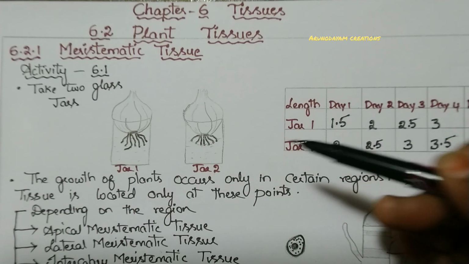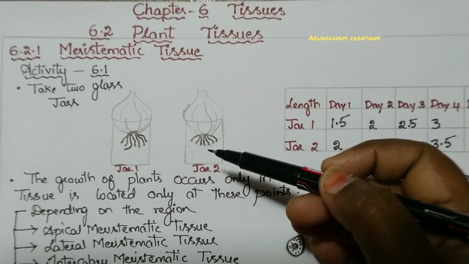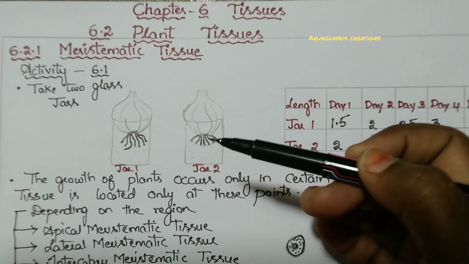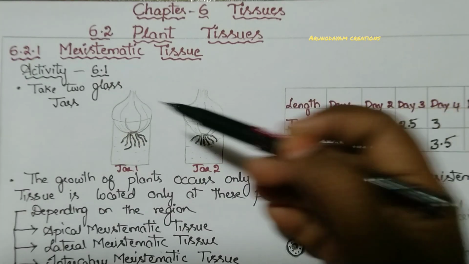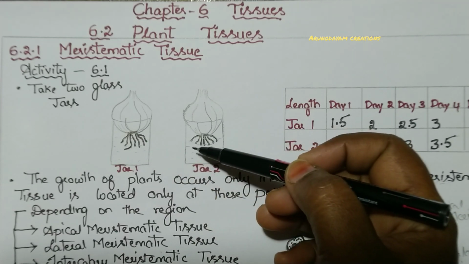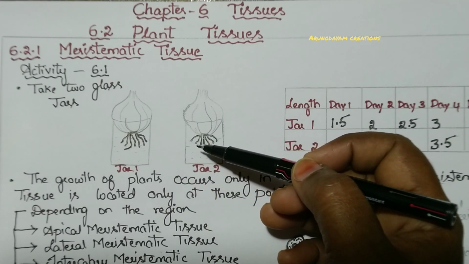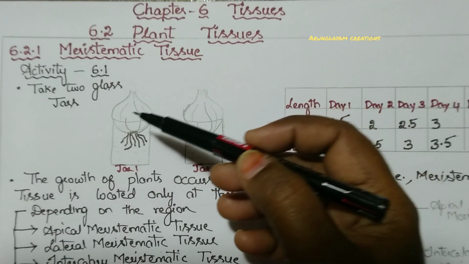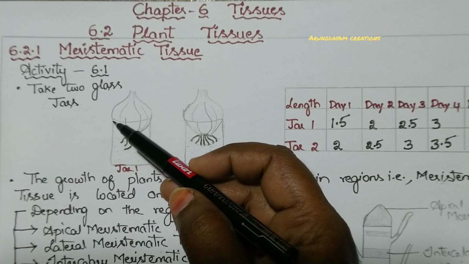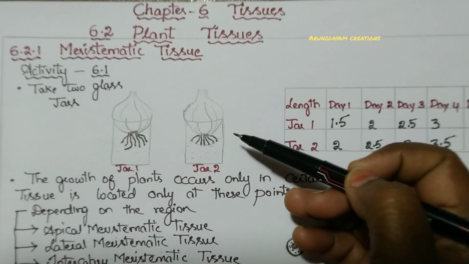Okay, first of all we have to do an activity in order to understand what a meristematic tissue is and what it will do in plant tissues. First, for this activity we have to take two glass jars and fill them completely with water. Okay, next we have to take two onion bulbs which are a little bit larger than the mouth of the glass jars.